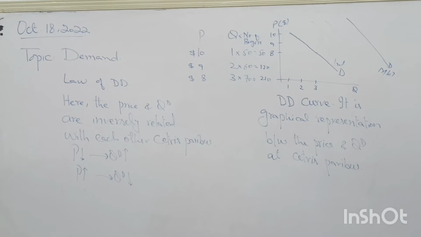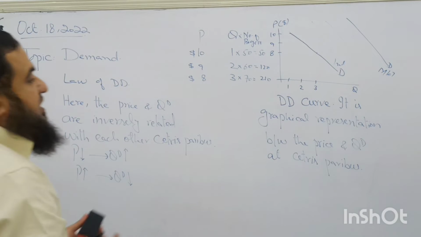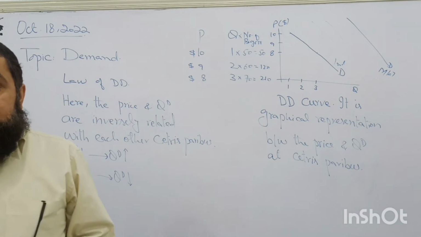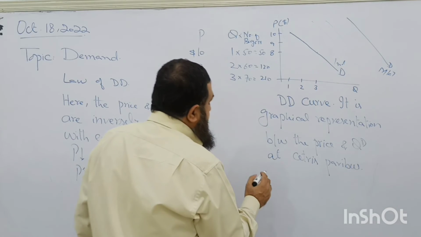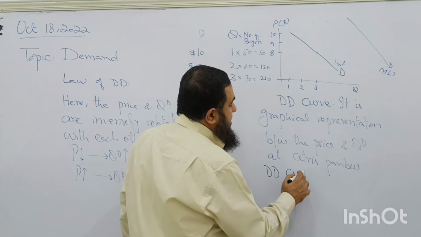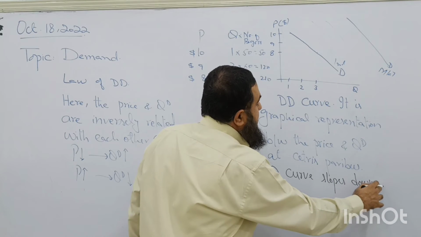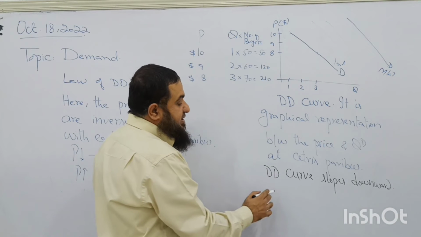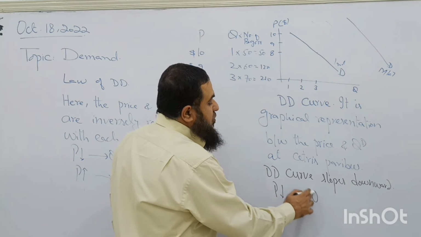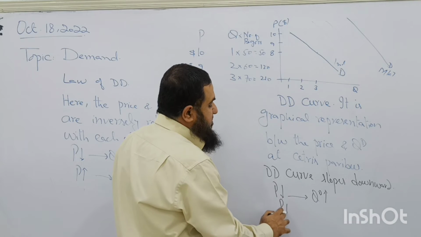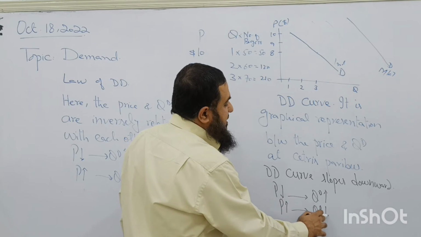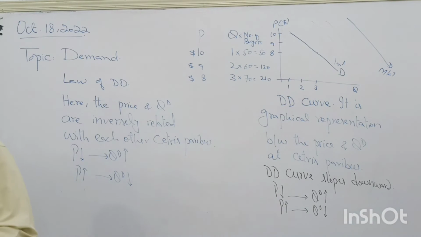Clear? So we see that the market demand curve is downward sloping. It is a graphical representation of price and quantity demanded. Demand curve slopes downward. What do you mean by downward sloping? Negative slope. When price falls, quantity demanded will increase, and when price increases, the quantity demanded will fall. Clear? This is the inverse relationship between price and quantity demanded.